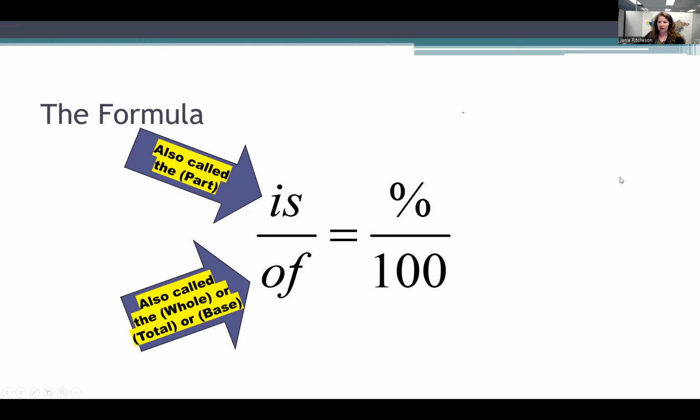Now the is, we can also refer to the is part of our equation as the part over the of represents the whole. So if you ate part of a whole pizza, if the whole pizza was divided into 6 pieces and you ate 2 slices out of 6, you ate part of the pizza out of the whole pizza, right? 2 out of 6. Or in other words, you would eat a third of it, 1/3 of the pizza.